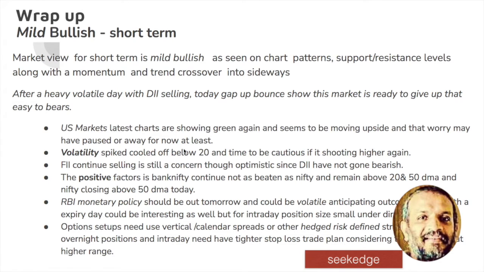The VIX already cooling off to 18.5 is another good thing. Anything below 20 is good. Anything above 20 is time for caution. And FII continuing to sell is again a worry. So the positive factor is that Bank Nifty is still showing great strength. Nifty also showing strength. Closing above the 50 DMA is good. Closing above the 20 in Nifty also, and in Bank Nifty also, is a good thing.